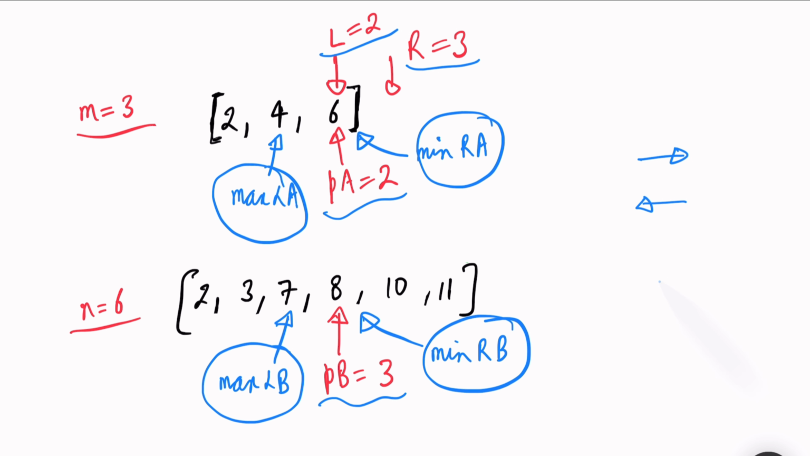So we check 4 is less than or equal to 8, that is correct, but 7 is not less than or equal to 6, so that is incorrect. Now again, this is not a valid partition, so we are again going to push our left pointer towards the right.